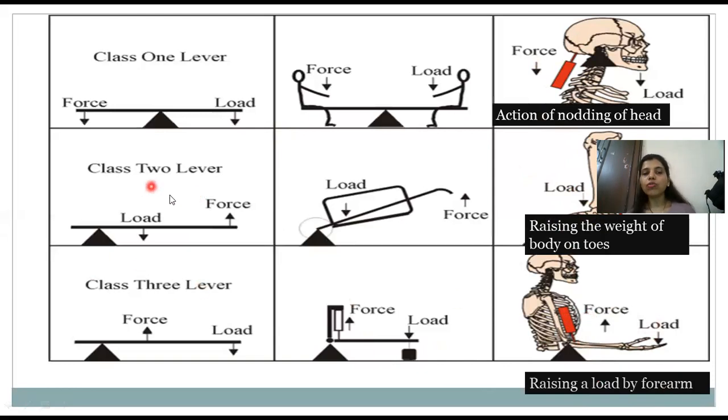I have given a schematic diagram, because they will ask you a 3 marks or 5 marks question with the help of a schematic diagram: support your answer with the example of the class 1, class 2 lever in the human body. So you have to write your answer in this form. It will help you to get full marks. Okay, now we go to the next part.